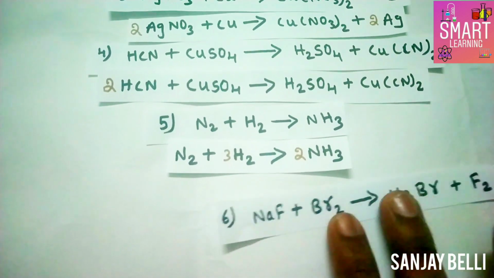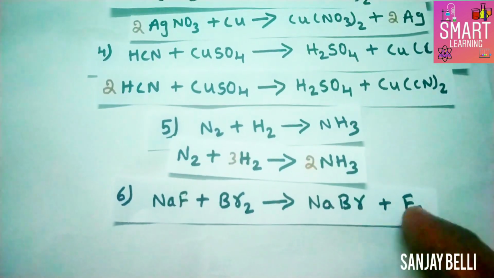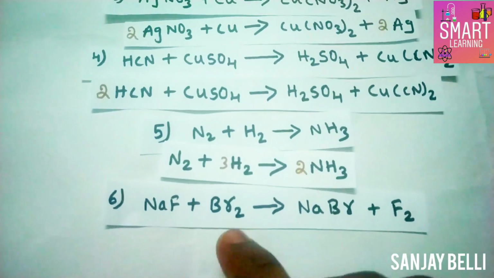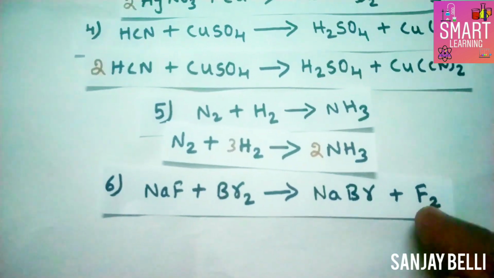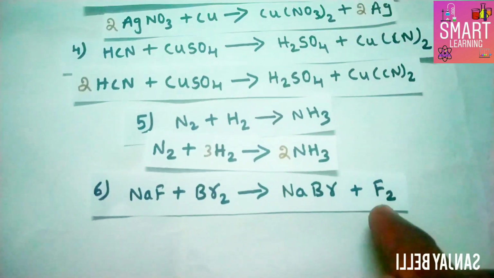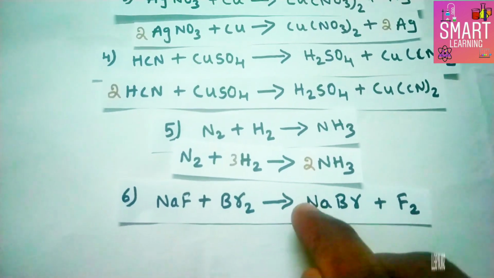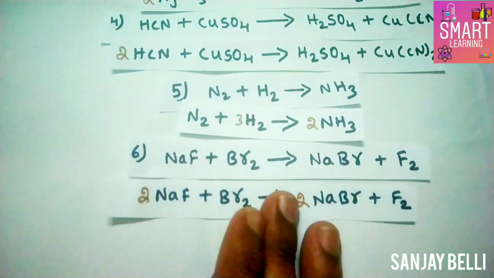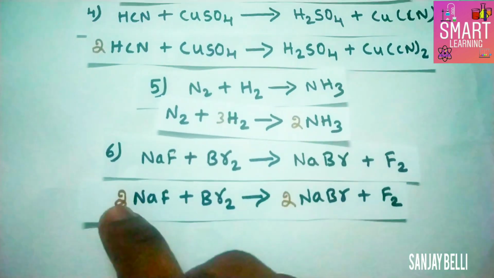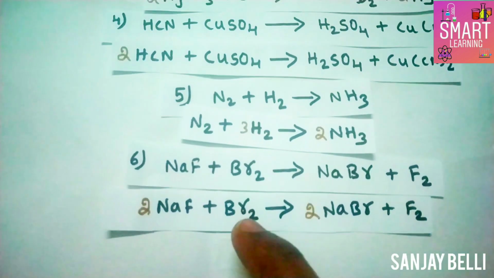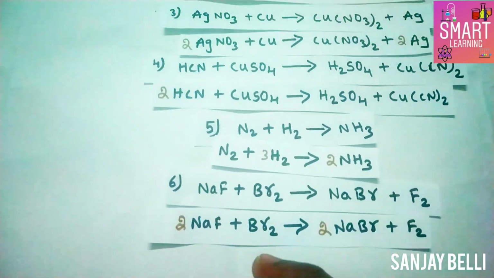And your sixth question. NaF plus Br2 gives rise to NaBr plus F2. So that means here 2 bromines and here 1 bromine, and here 2 fluorines, here only 1 fluorine. So here F2, here only F, so here you have to keep 2, and here Br2 was there, so here also you need to keep 2. Okay, see here F2, so I kept 2 fluorine, Br2, so here I kept 2. So 2Br and 2Na. Now it is balanced.